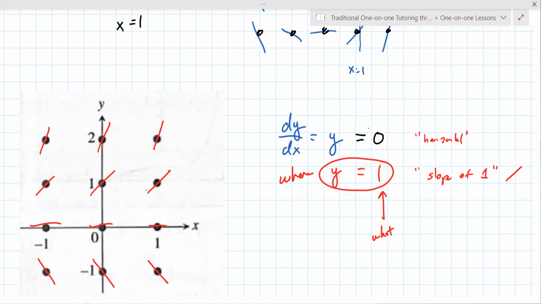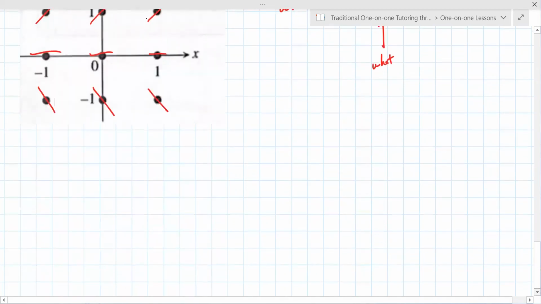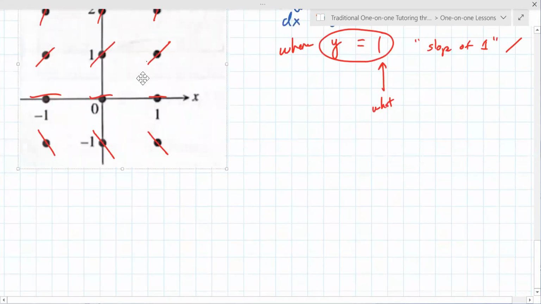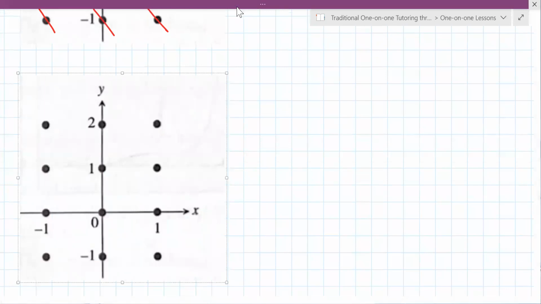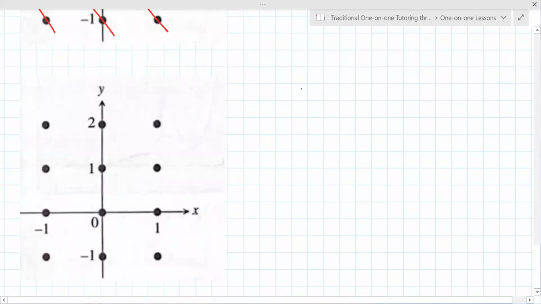Do you want to do more of these? Maybe just one more. Okay. So you want to graph it. Yeah. All right. Here is a possible problem you might see. dy/dx equals 1 minus x. Okay. Just gotta make the graph.